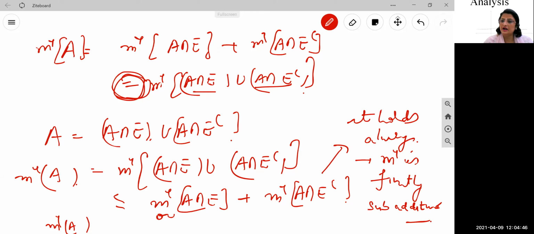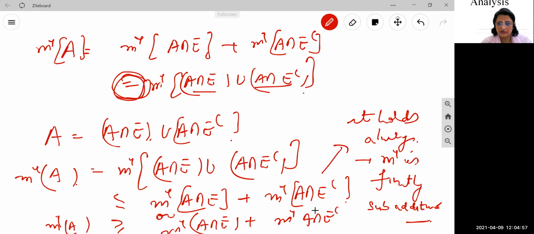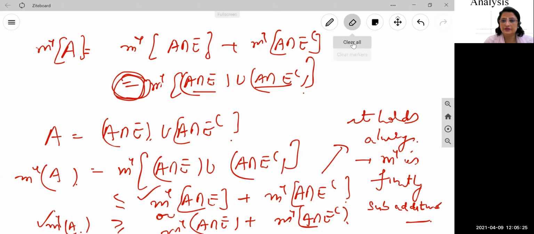So which condition do we have to prove for a set to be measurable? That M star A is greater than or equal to M star A intersection E plus M star A intersection E complement. So in order to prove that a set is measurable, we only need to show this, because the less than or equal to property always holds, since the outer measure is finitely subadditive, right? So I am elaborating the definition again.